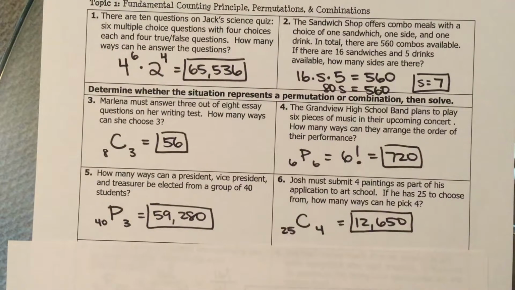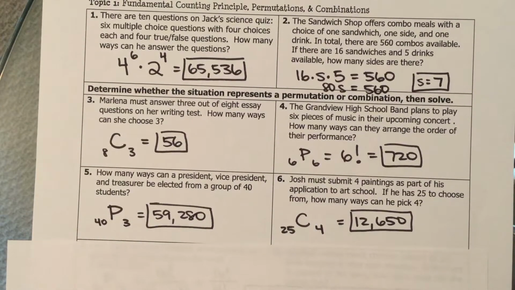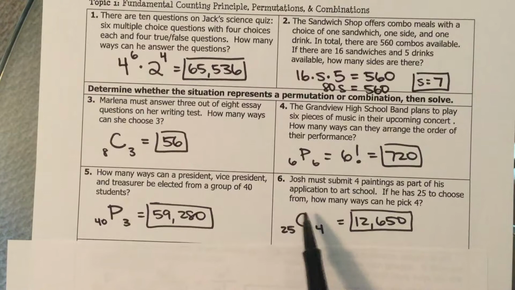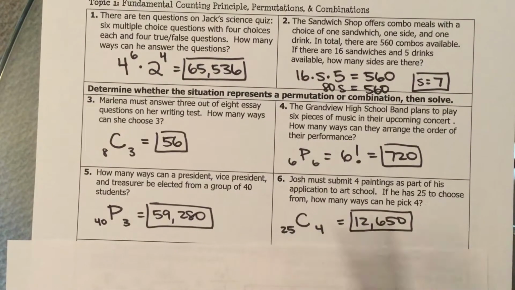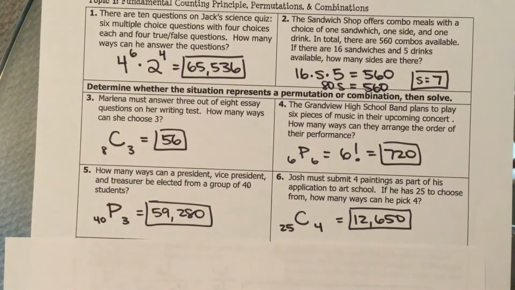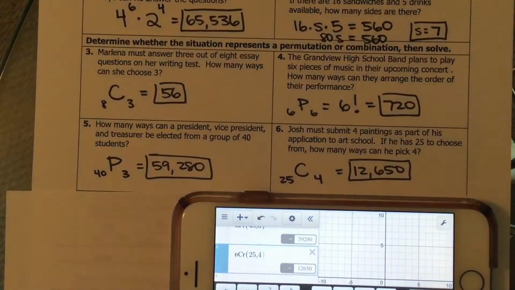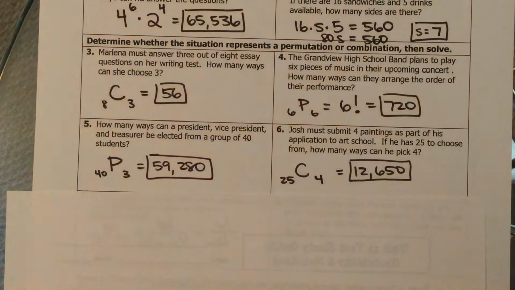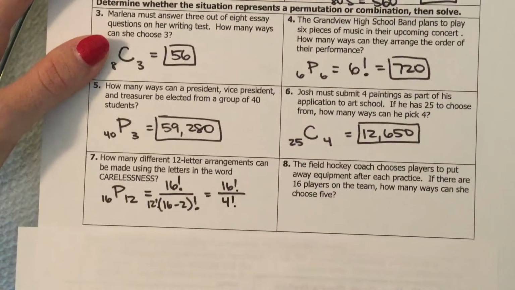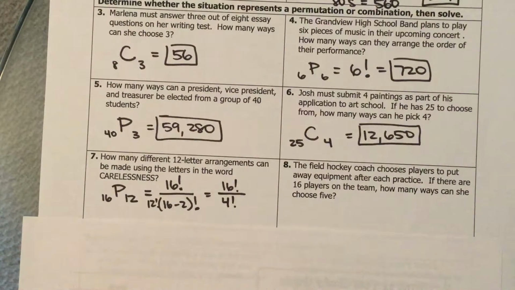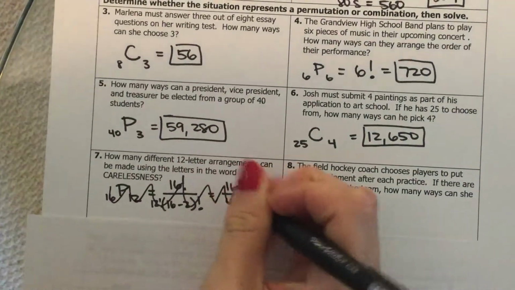Next one, number 6, Josh must submit 4 of his 25 paintings as part of his application to art school. When you're submitting paintings, the order does not matter. So this is a combination. He's got 25 of them, and he wants to pick 4. So this one is combination, we want 25 choose 4. So we've got 12,650.